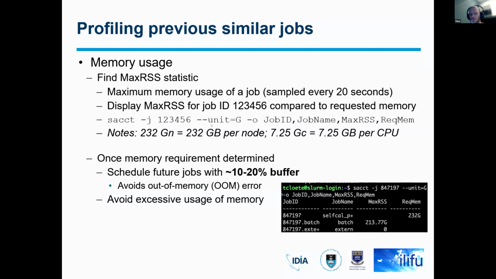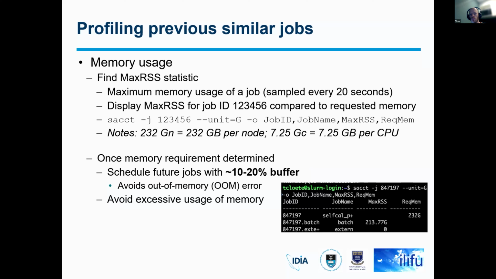One thing that might simplify the conversions is to use --units=G just to convert units to something more sensible. Here I show an example of this. So you can see this job had a max RSS of 213 gigabytes, while it requested 232. So that seems quite decent.